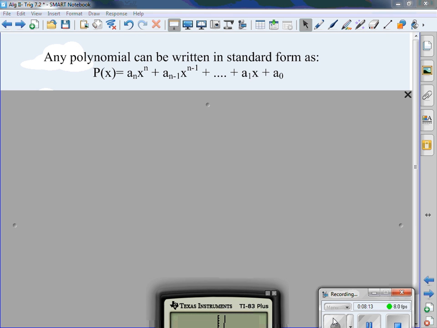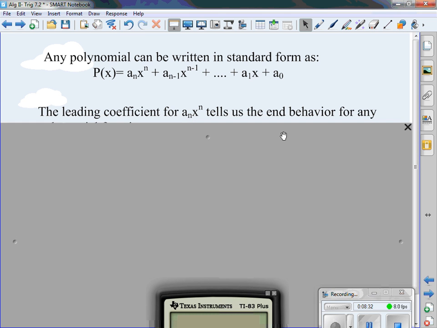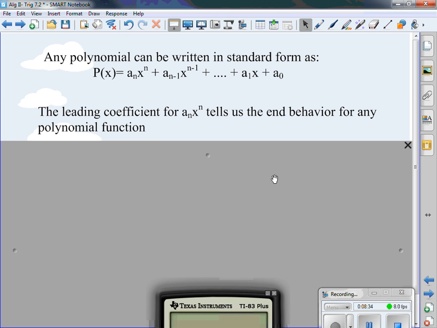Any polynomial can be written in standard form as p of x equals a sub n x to the nth, plus a sub n minus 1 times x to the n minus 1, all the way down to a sub 0. With that being said, the leading coefficient a sub n of x to the n tells us the end behavior for any polynomial function.